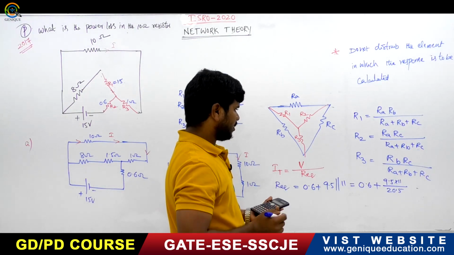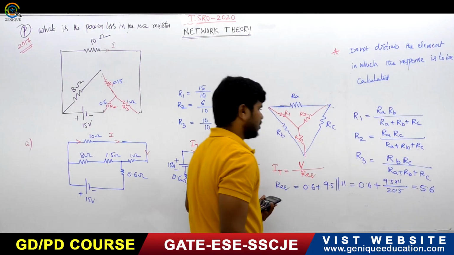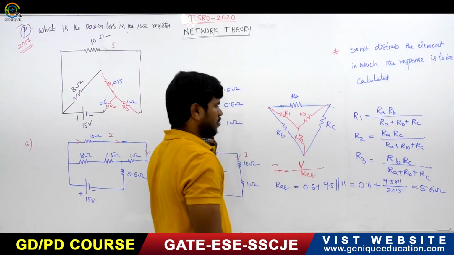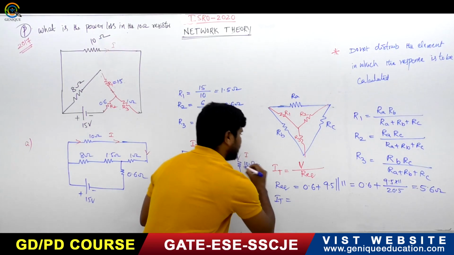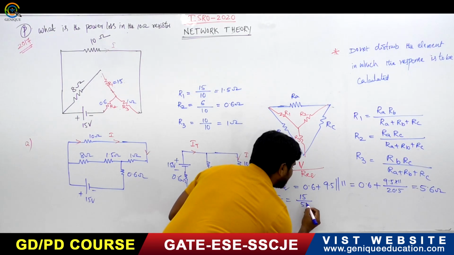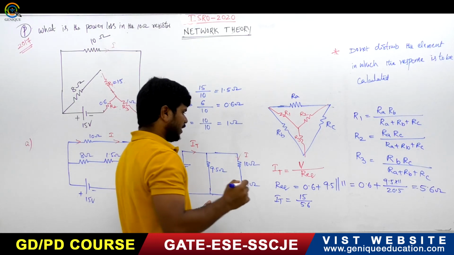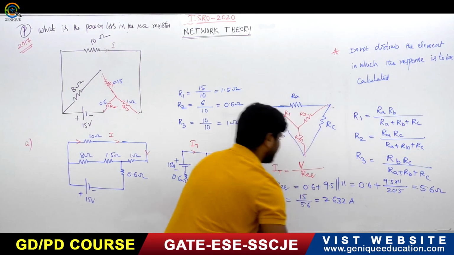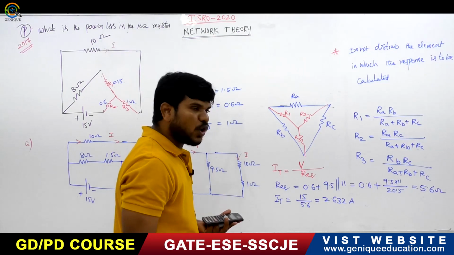The total resistance is 5.6 ohms. Now how much will the total current be? IT is equal to 15 divided by 5.6, which equals 2.632 amperes. So this is the total current.